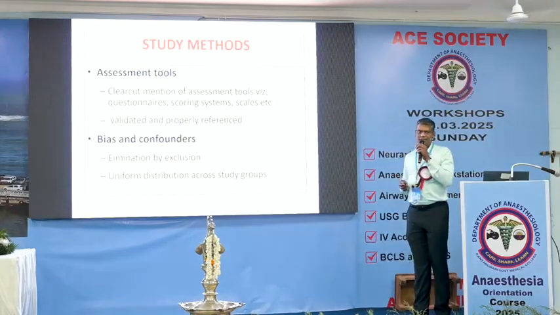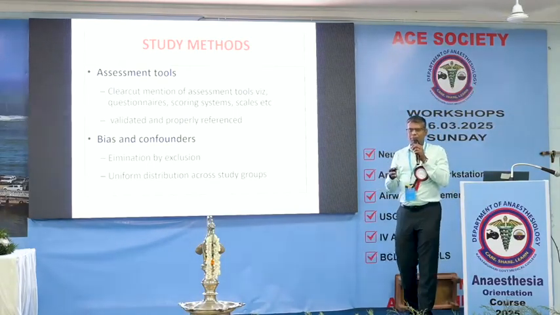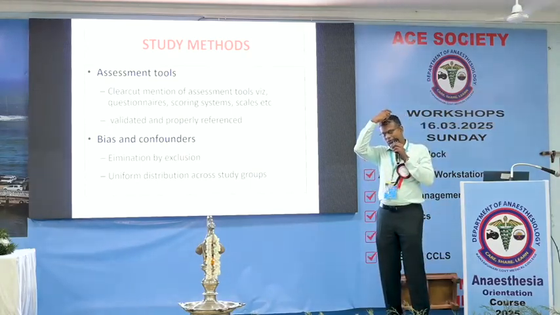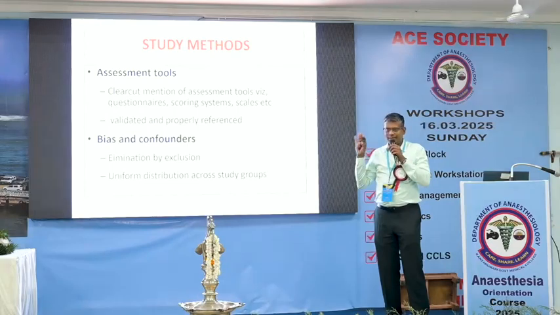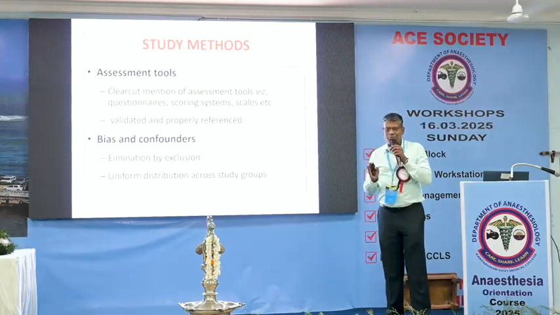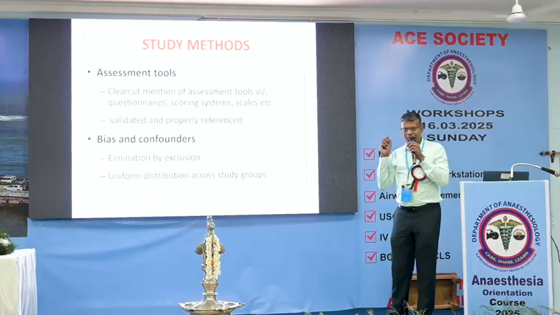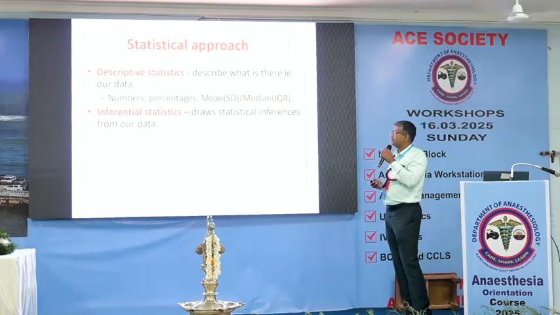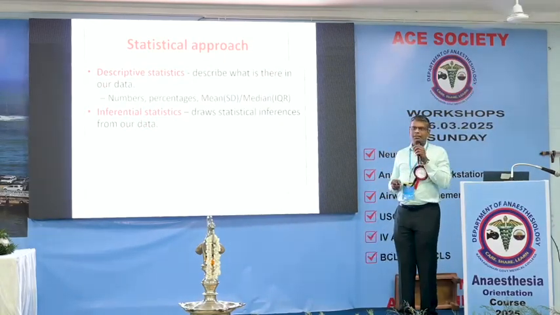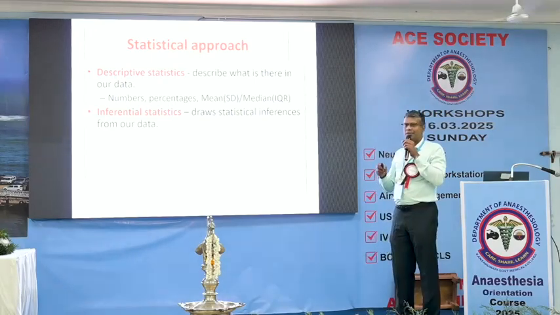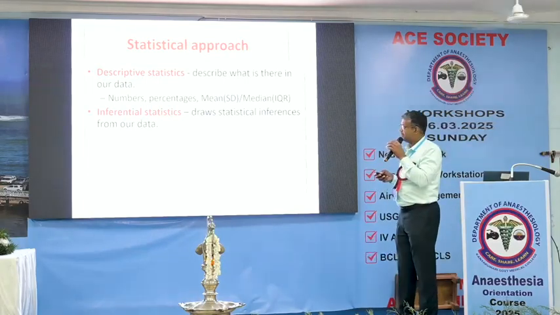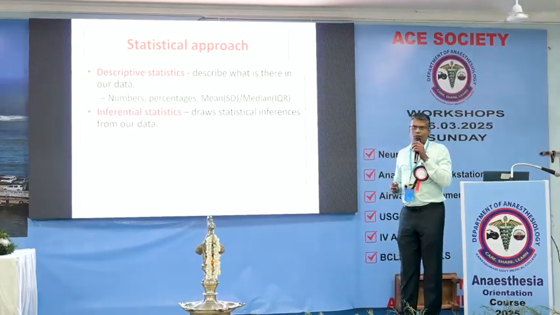And bias and confounders, as I told you. Sometimes, for example, suppose you are doing a study on analgesia and somebody is already on NSAIDs preoperatively, obviously it can influence the study outcome, isn't it? So such patients have to be either distributed evenly in both the groups, or excluded beforehand. That is what is known as bias and confounders, and that's how you take care of them. Then once you have completed the study, comes the role of the statistical approach. Basically, once you collect all the data, it has to be filled in an Excel chart and submitted to the statistician.